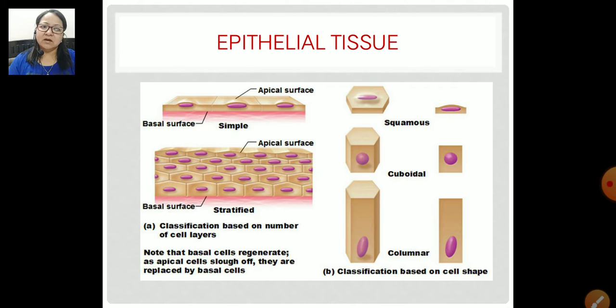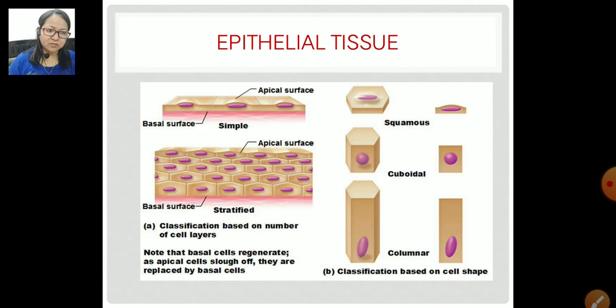Now, this was simple and stratified, on the basis of the number of layers of cells. If we go to the shape of the cell, then it can be classified as simple squamous epithelium. As I told, it is present in the lining of blood vessels, lungs, and alveoli. Next is the cuboidal. If the shape of the cells is cubical, then it is called cuboidal epithelium. It makes the lining of kidney tubules, ducts of salivary glands, and also the germinal epithelium of the gonads. It also provides mechanical support.